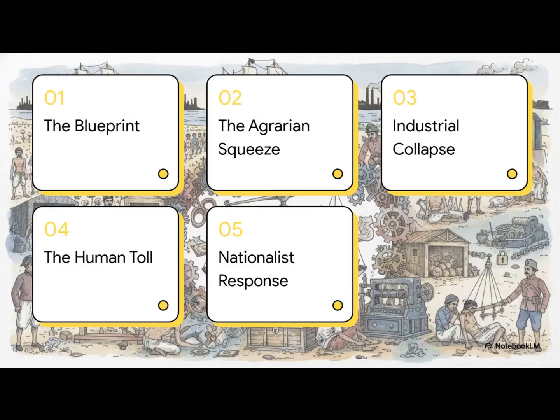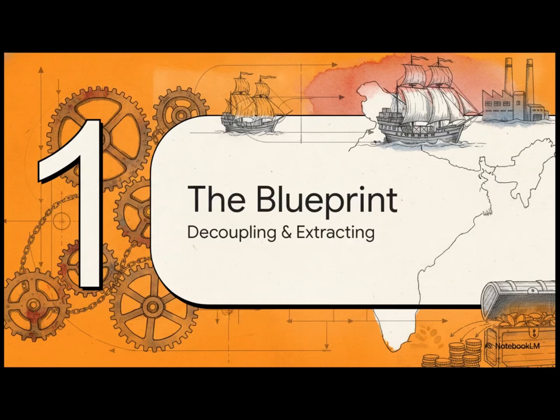Well, to figure that out, here's our roadmap for today's explainer. We're going to start with the blueprint, trace the money through the agrarian squeeze, take a hard look at the industrial collapse, understand the devastating human toll, and finally explore the nationalist response. All right, part one, the blueprint, decoupling and extracting.